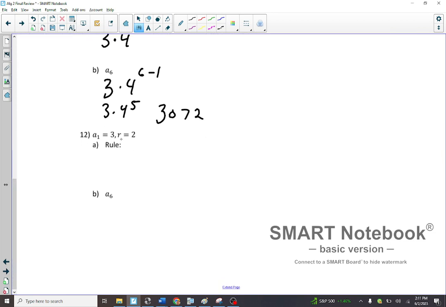This one, a1 is 3, r is 2. It's actually easier than the previous one because I just literally tell you how the variables look. You don't have to think about that one. So a6 is going to be, you plug in 6 for that. So 3 times 2 to the 5th power, because 6 minus 1 is 5. 2 to the 5th power is 2, 4, 8, 16, 32. 32 times 3 is 96.